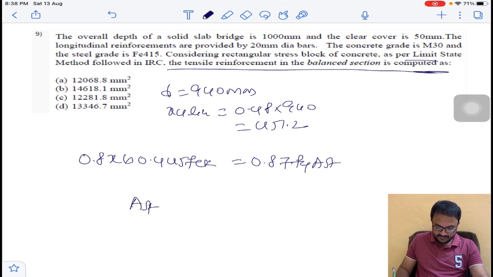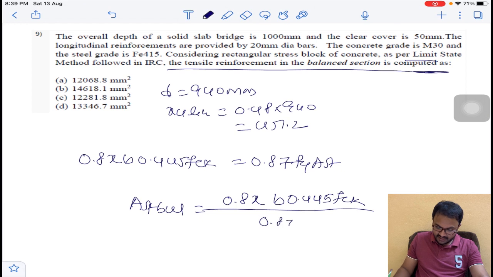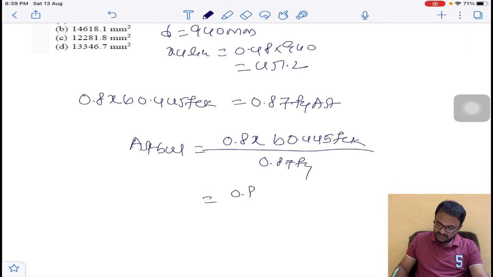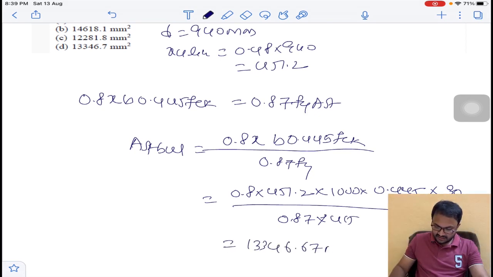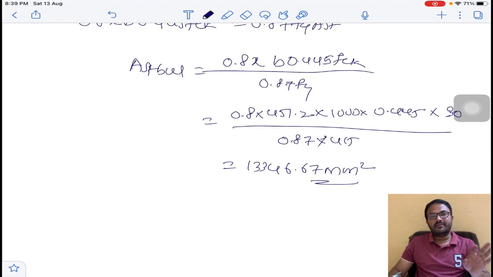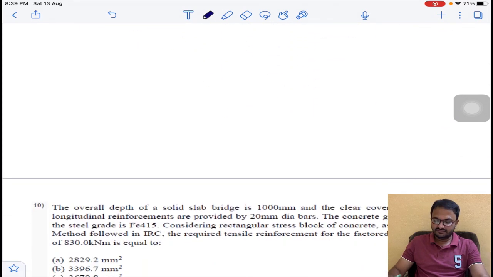So you need to calculate here AST balanced is equal to 0.36 fck b x divided by 0.87 fy. So if you calculate, 451.2 into b is 1000, into fck is 30, and he has given 0.87 fy, fy is 415. You will get 13346.67 mm square. Okay, so the answer is D for question number 9. Clear? So that is for a balanced section. In this problem, the concept is both compressive force and tensile force will be equal.